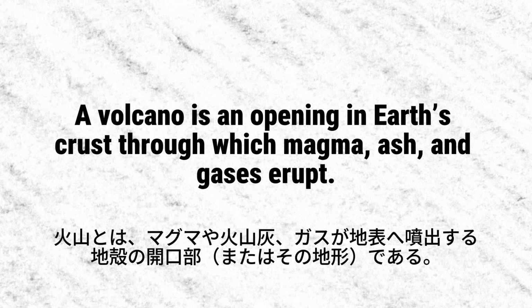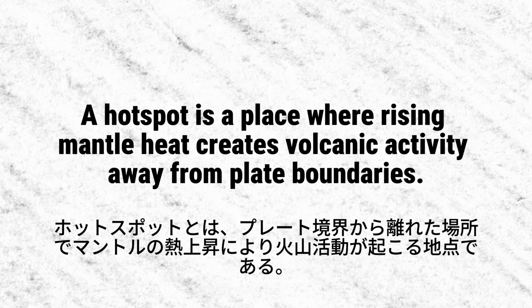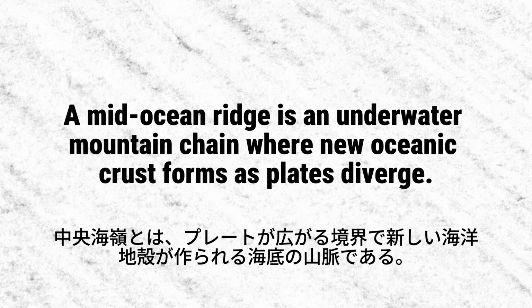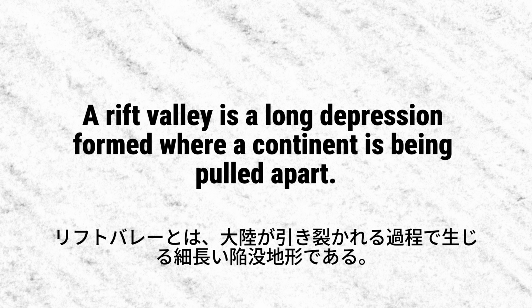A volcano is an opening in Earth's crust through which magma, ash, and gases erupt. A hotspot is a place where rising mantle heat creates volcanic activity away from plate boundaries. A subduction zone is a plate boundary where one tectonic plate sinks beneath another. A mid-ocean ridge is an underwater mountain chain where new oceanic crust forms as plates diverge. A rift valley is a long depression formed where a continent is being pulled apart.